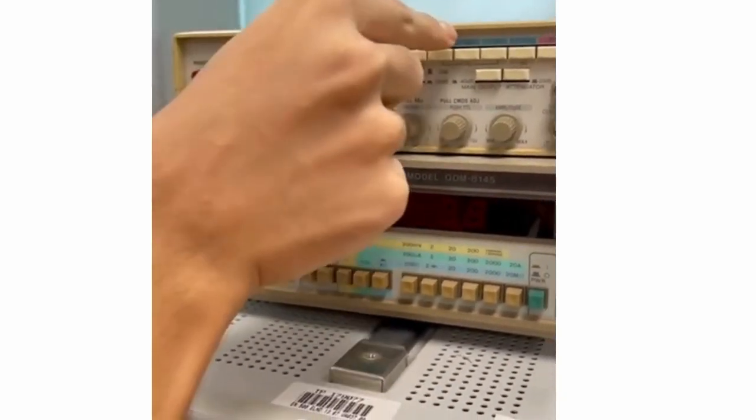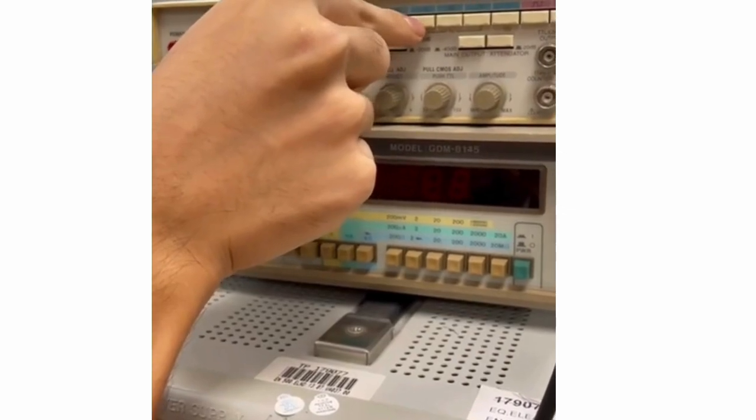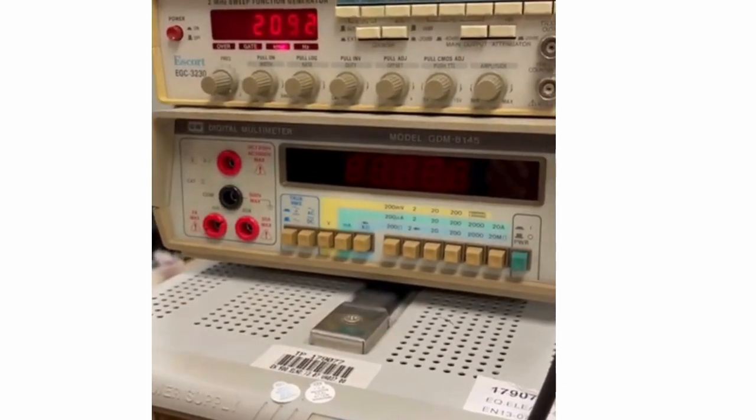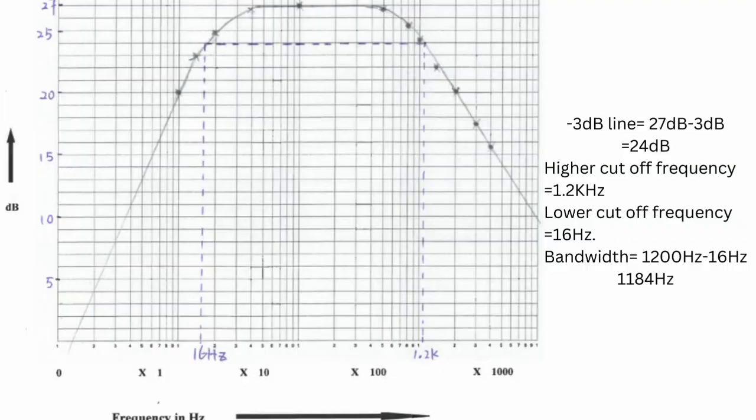Now the frequency response curve shows that the minus 3 decibel line is 24, as I took the maximum decibel, which is 27, then subtracted it by 3. From here, we can conclude that the lower cutoff frequency is 15 Hz and the higher one is at around 1.2 kHz. After finding the cutoff frequencies, we can start to find the bandwidth by subtracting the lower cutoff frequency, 15 Hz, from the higher one, which is 1.2 kHz. Then I receive 1184 Hz.